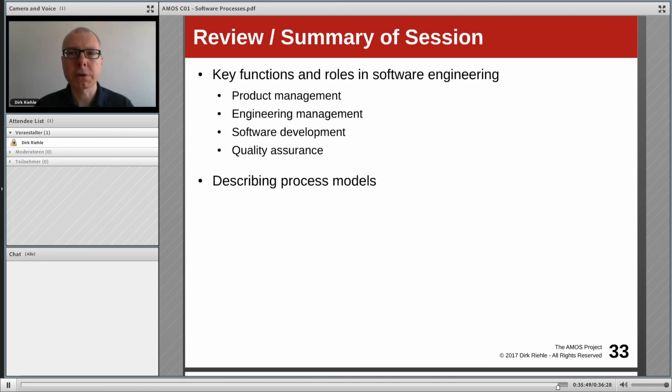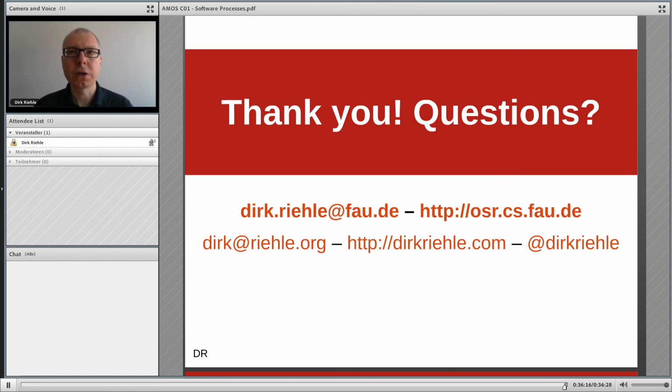All right, so in this introductory session on software processes, we looked at the classic software development process, or at least the 4 key functions of product management, engineering management, software development, and quality assurance that constitute about every software development process. And we will use this in the upcoming sessions on how to define various other forms of software development processes, but most notably, of course, Scrum.